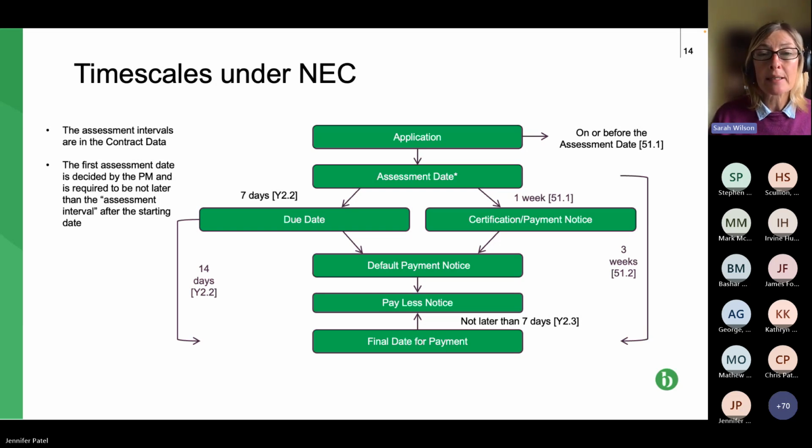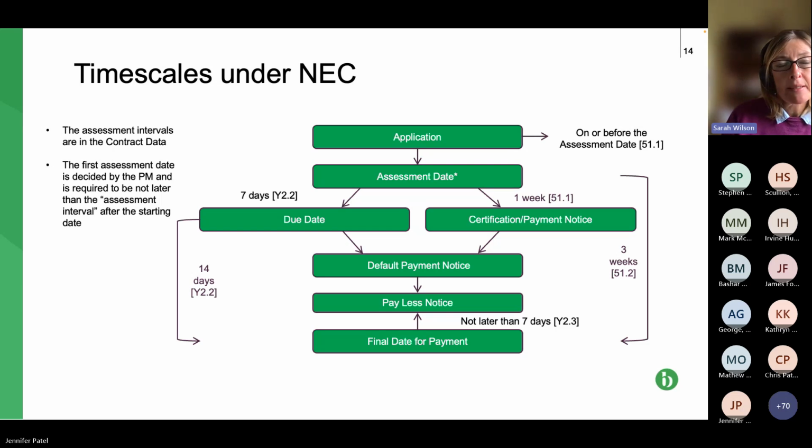So when is the assessment date? Well, two things. We have an assessment interval. That has to go in the contract data part 1. It could be every 28 days, it could be monthly, it could be every 2 months. Let's work on monthly because it's easy. So let's say the assessment interval is monthly. So the contractor, subcontractor knows the payment process works on a monthly time scale. So what's the assessment date?